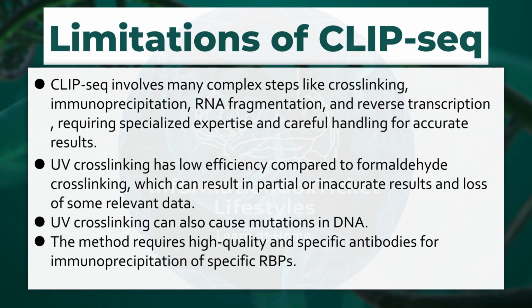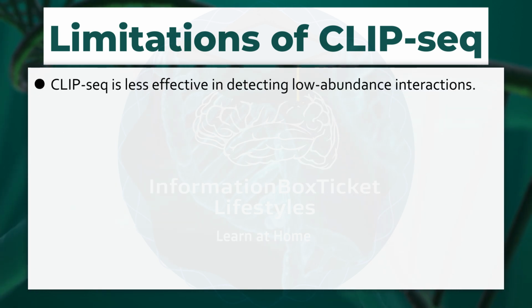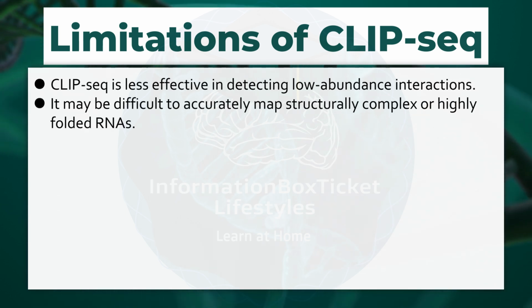The method requires high-quality and specific antibodies for immunoprecipitation of specific RNA-binding proteins. Crosslinking and immunoprecipitation sequencing is less effective in detecting low-abundance interactions. It may be difficult to accurately map structurally complex or highly folded RNAs.